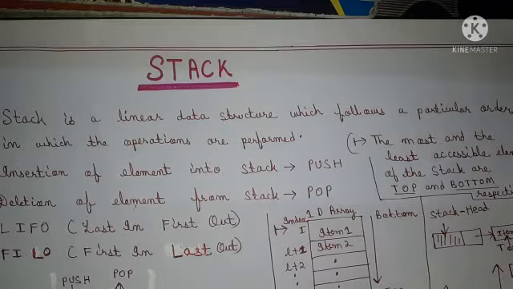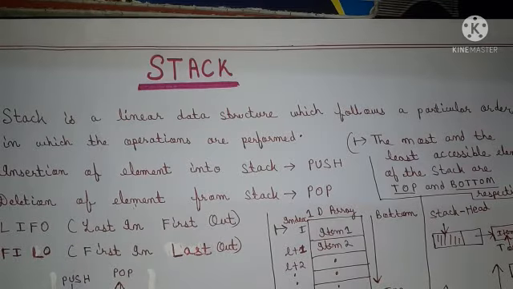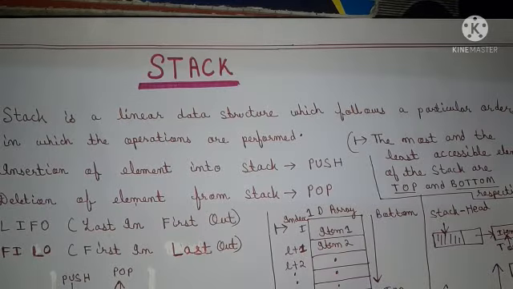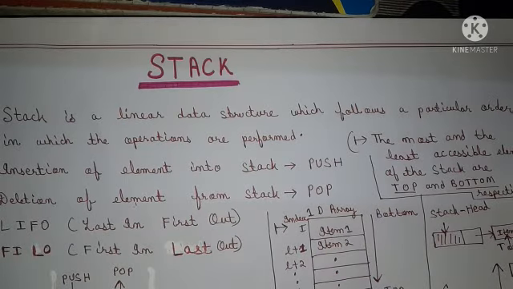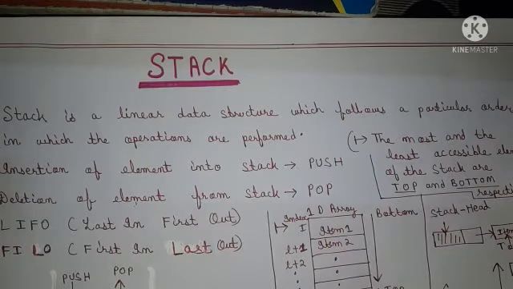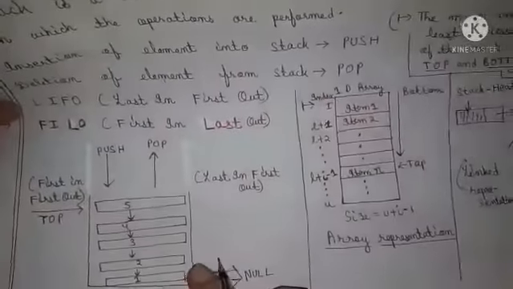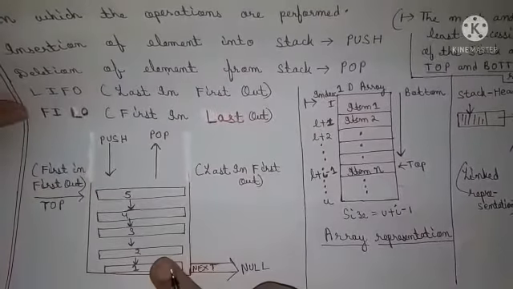Now stack is that type of data structure in which the process of insertion and deletion takes place only from one side. I repeat, stack is that type of data structure in which the process of insertion and deletion both take place only from one side. So that's why, suppose here it's a stack. I have taken one example. Here it's a stack.